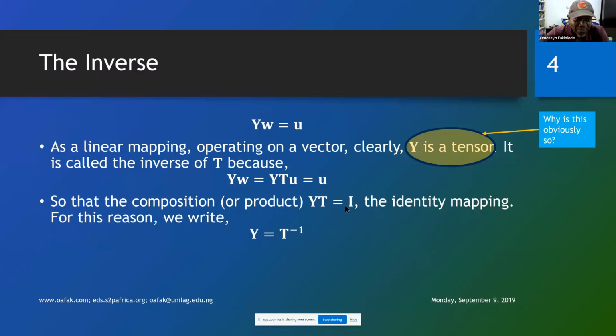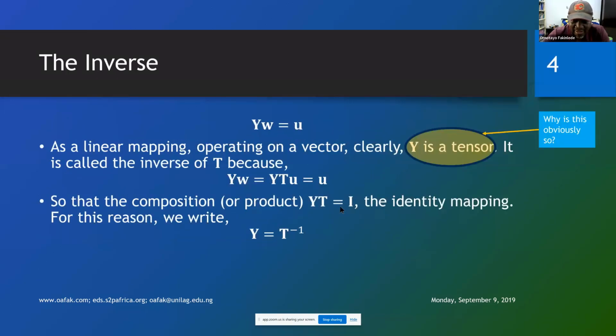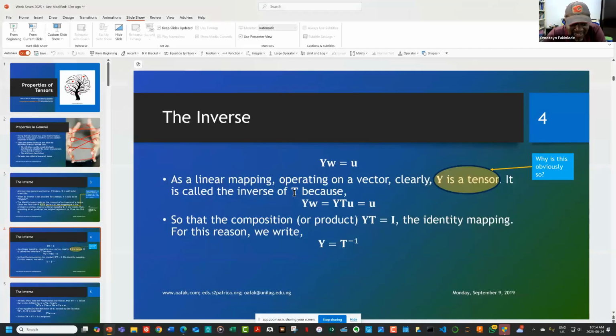The next thing we shall show is that if YT is equal to I, we want to prove next that TY is equal to I. Now, I want you to go back to the chat room and tell me in transformational language, what is the difference between YT and TY? Or is there any difference between YT and TY? If you say there's a difference, tell me what the difference is.